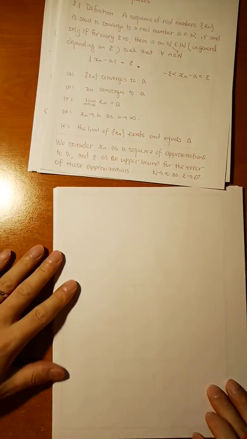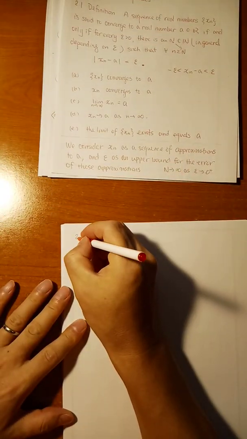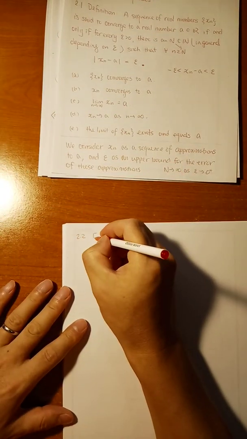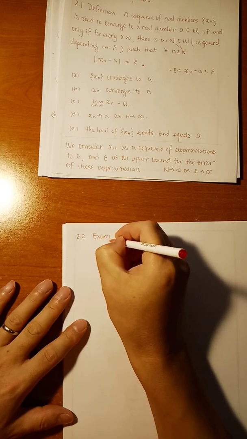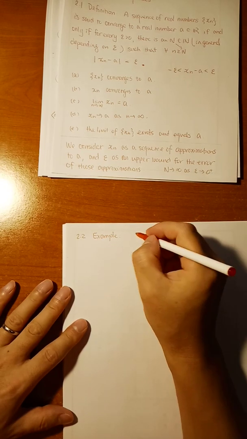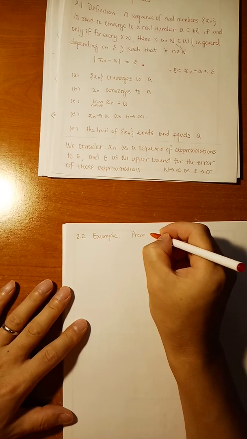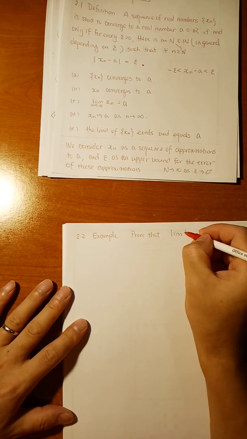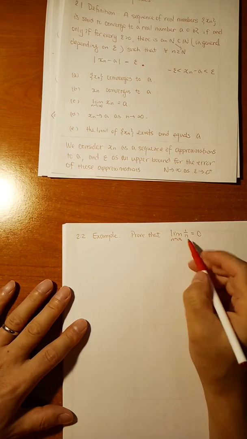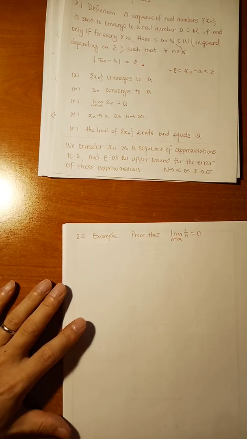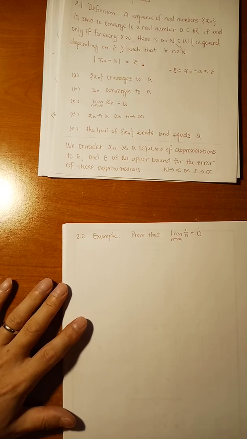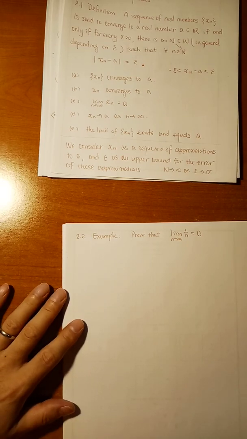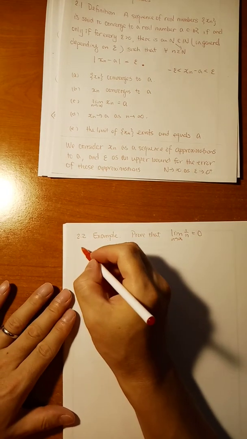Let's just do one basic example. Prove that the limit of the sequence 1 over n is equal to 0 as n approaches infinity. Okay, so proof.